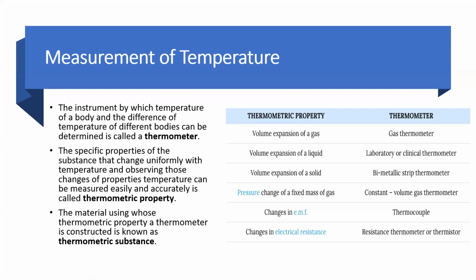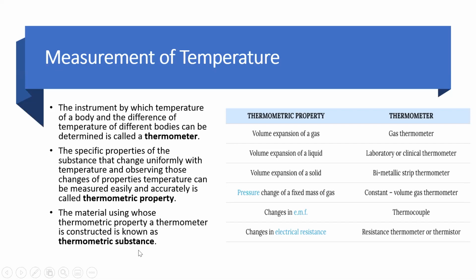So specific properties of a substance, it can be resistance, volume, pressure, change uniformly with temperature, and by observing those properties, we can measure the temperature accurately. Those properties are called thermometric properties. And the material whose thermometric property is used to construct a thermometer is known as the thermometric substance.